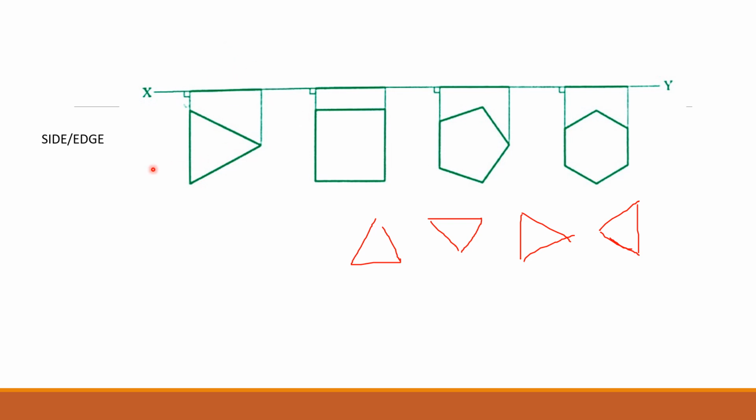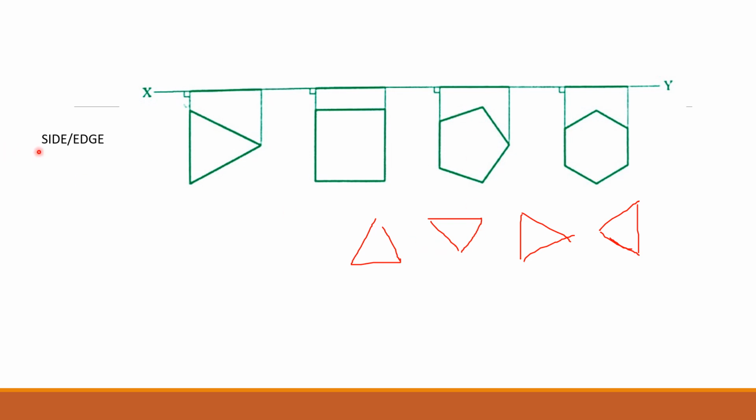Whatever it is, side and edge refers to the position of your triangle or your rectangle or square or your pentagon or your hexagon. One of these sides will be perpendicular to XY, and that side will be perpendicular and towards your left hand side. That means you will start with that side and then construct the other diagram.